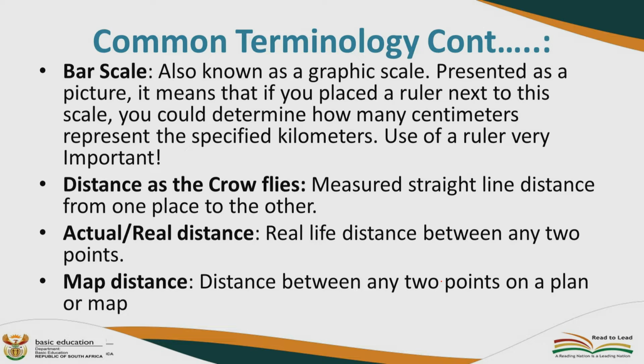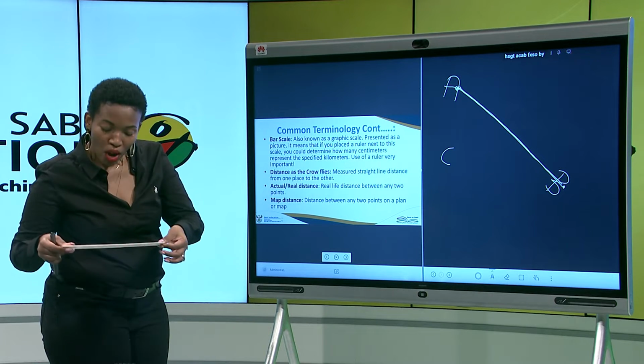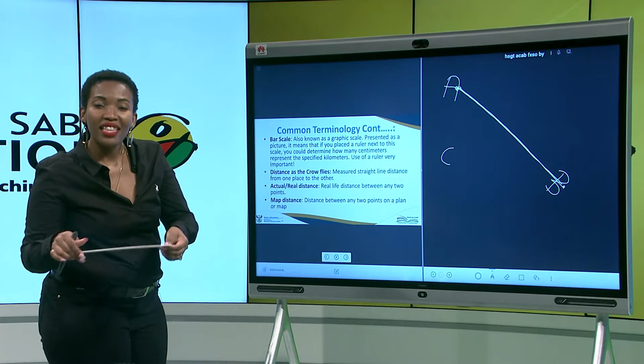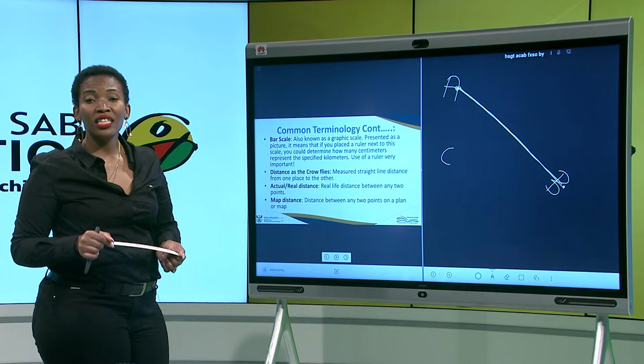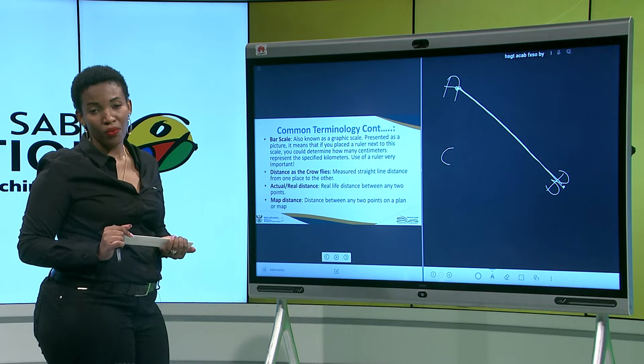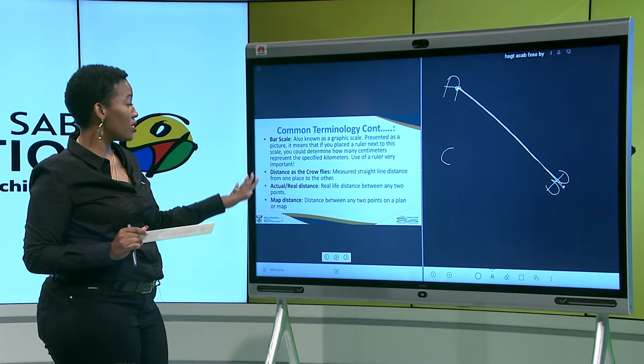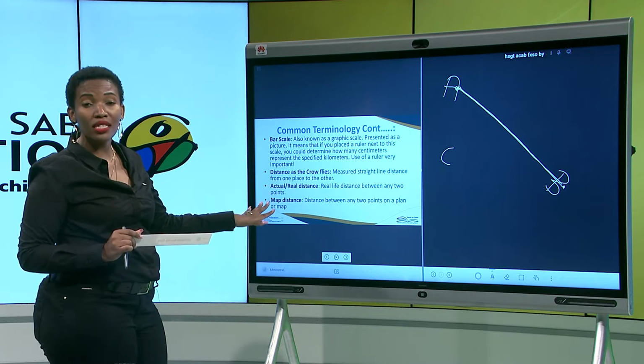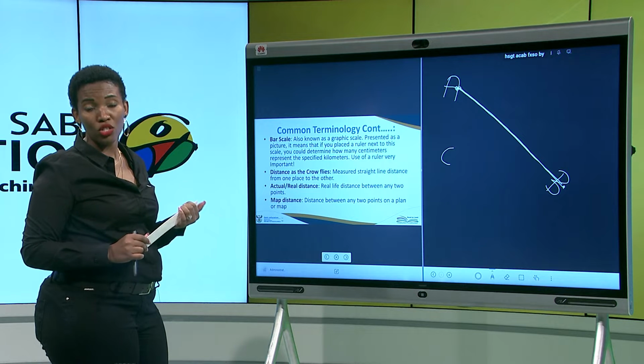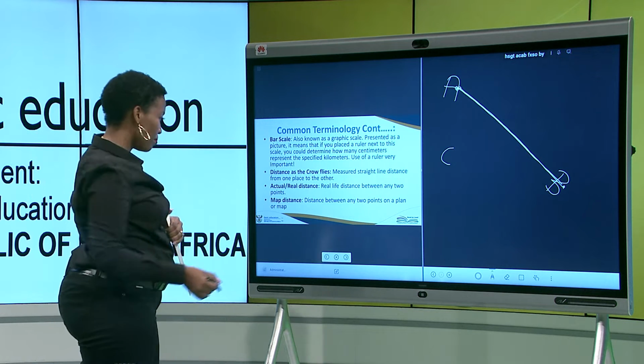And then lastly, we have the map distance. The map distance, that is the distance between any 2 points on a piece of paper, where you use your ruler to measure. Then that type of distance, we call it a map distance. I hope we all understand these concepts, because we are going to come across them as we are tackling our questions on the concept of scale.